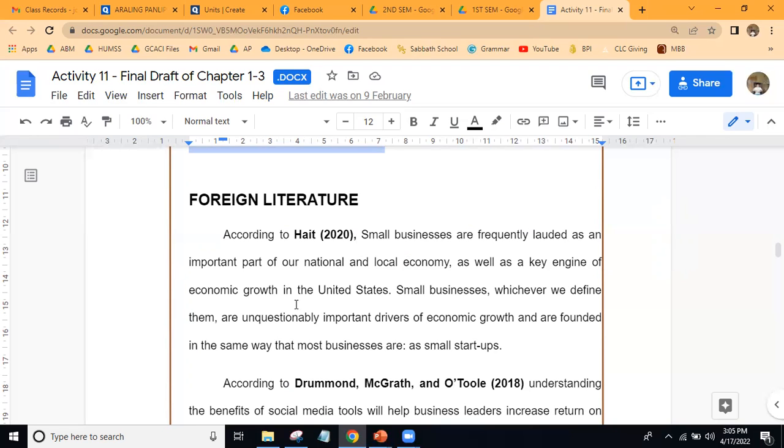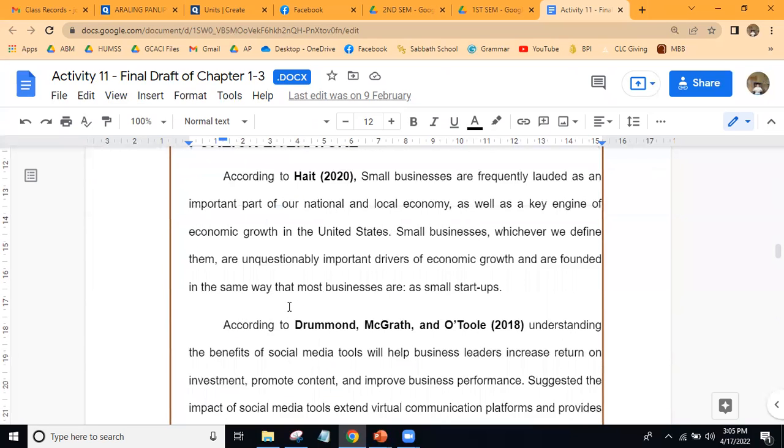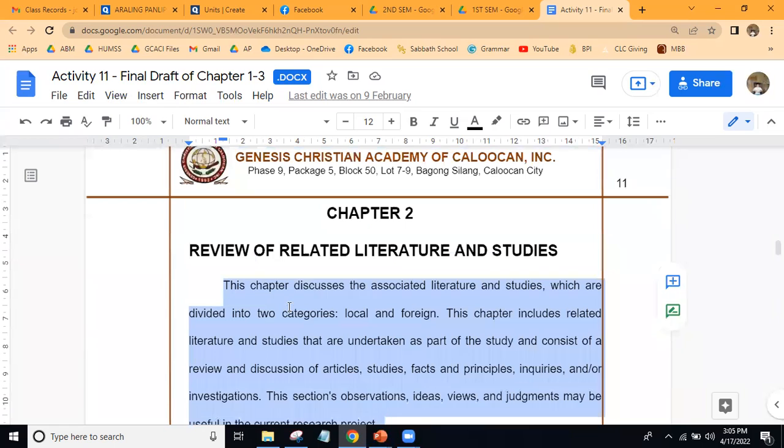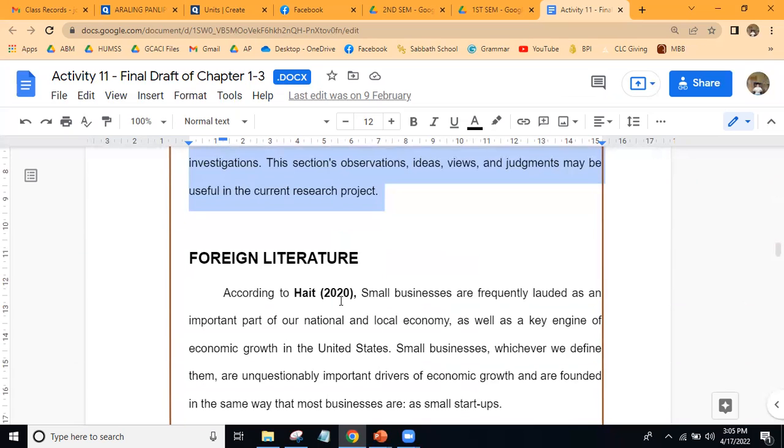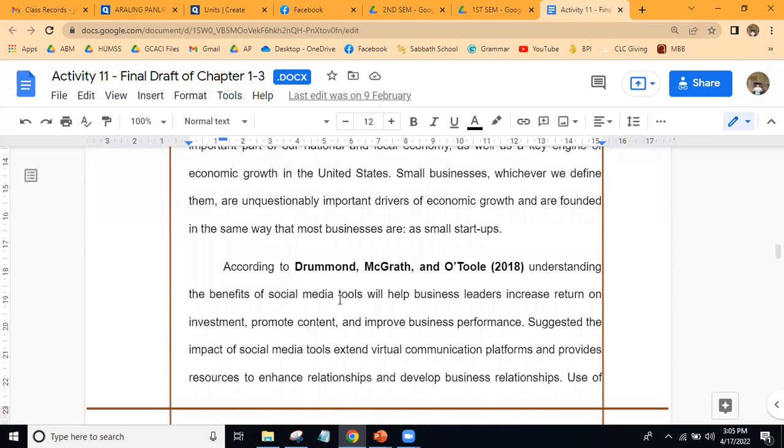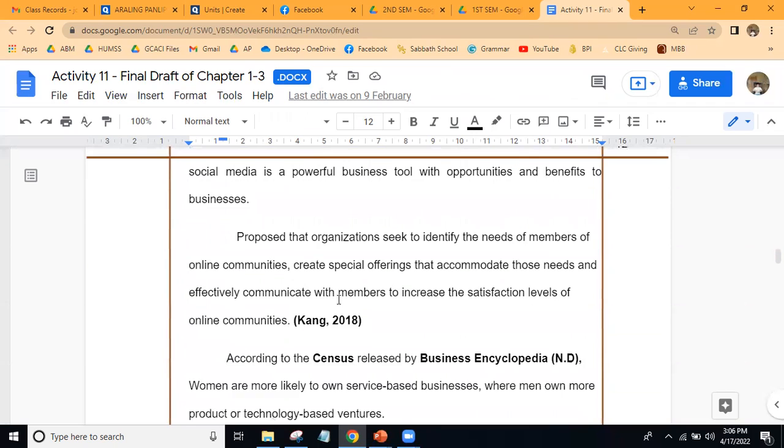So not like that, guys. You need to summarize what this author mentioned in his or her research. What we develop when writing chapter 2, review of related literature and studies, is reading skills. So we need to read those articles first before we include them in our research. Reading and comprehension is what we develop in writing chapter 2.